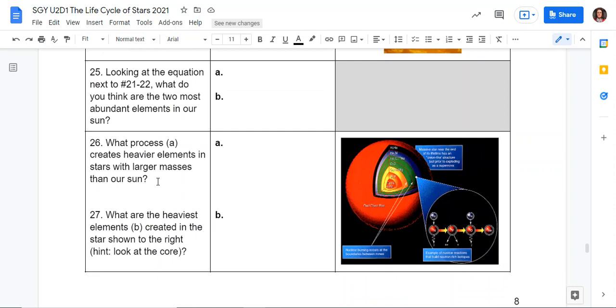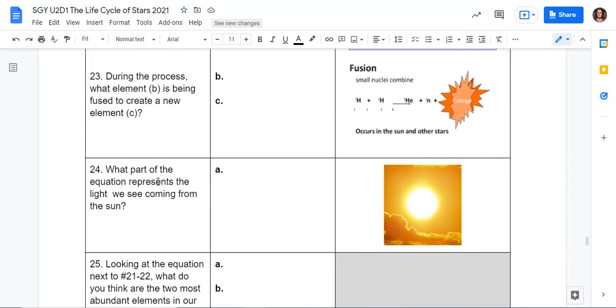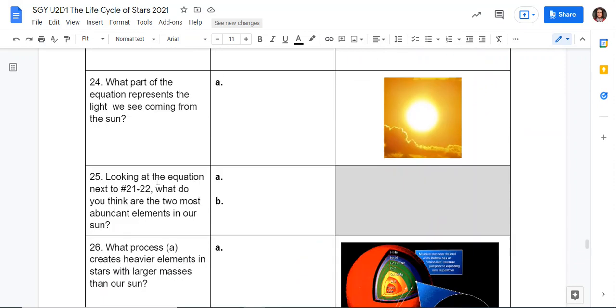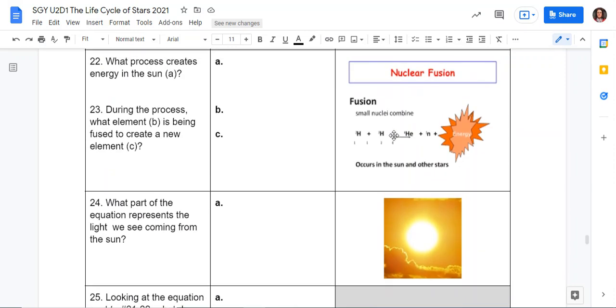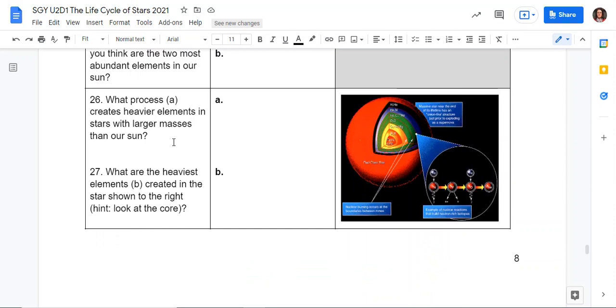Number 25, looking at the equation next to number 21 and 22, what do you think are the two most abundant elements in our sun? And the answer, of course, is right there, hydrogen and helium. Number 26, what process creates heavier elements in stars with larger masses than our sun? And the answer again is the same process.